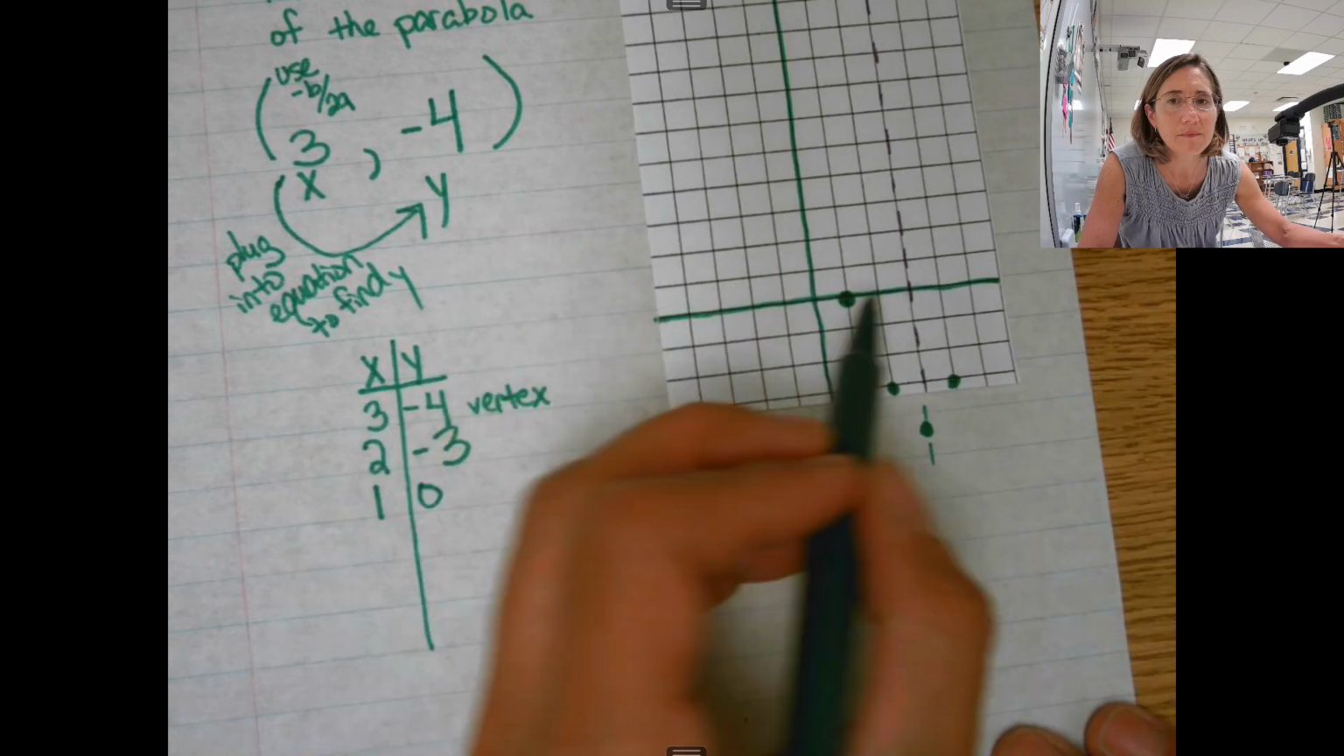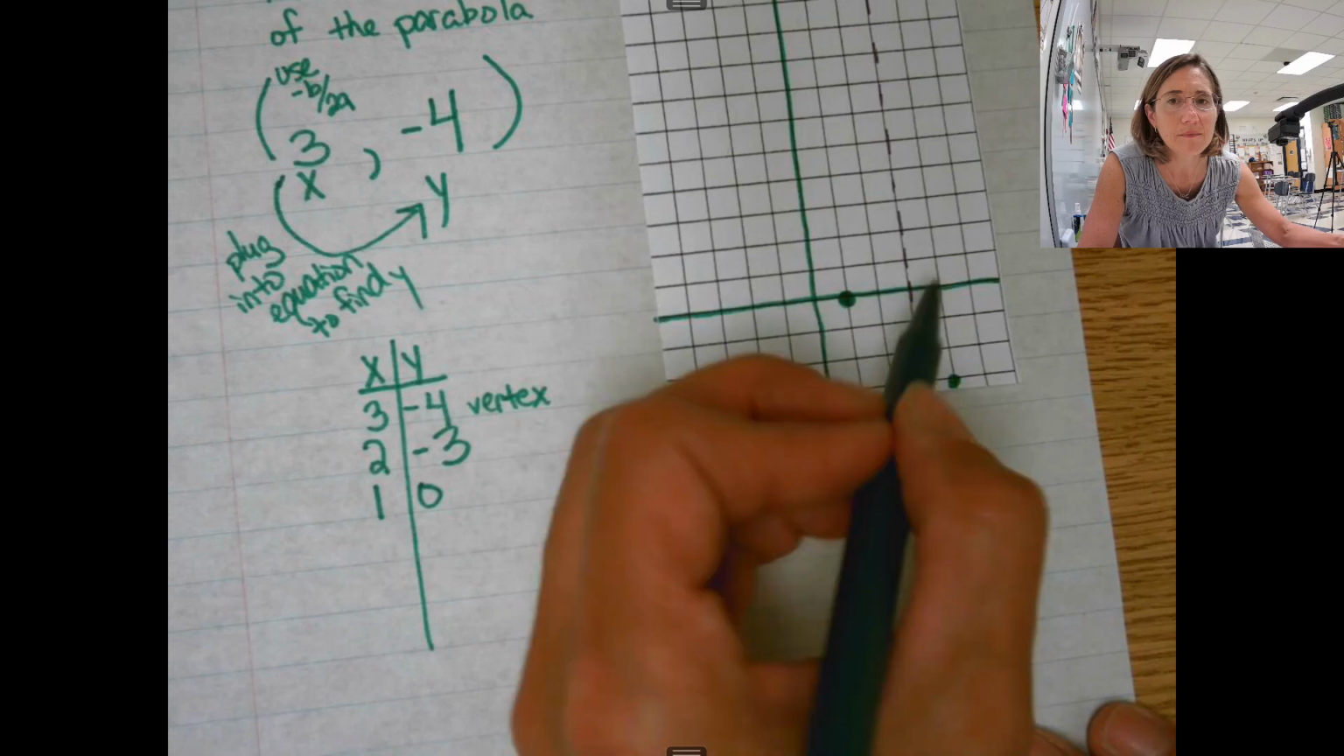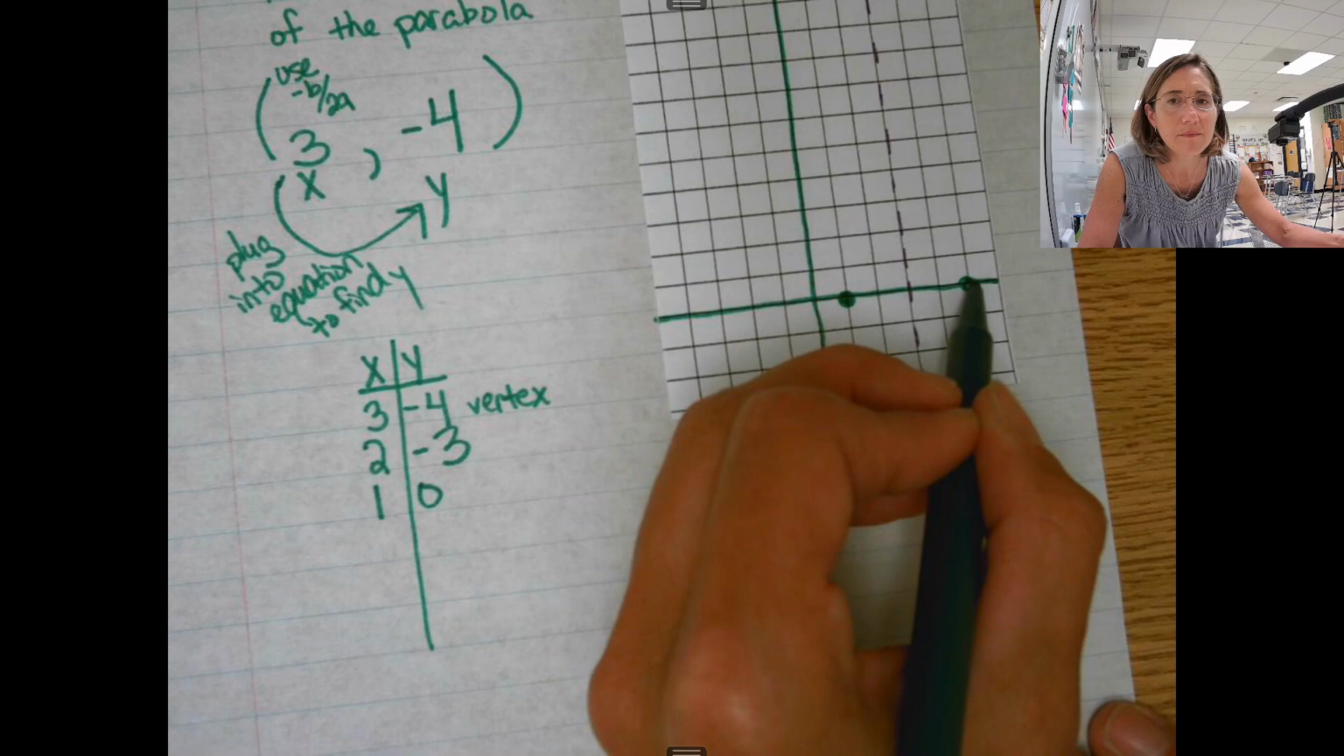So now I can use the symmetry idea. See how that point is 2 steps away from that line of symmetry? I'm going to mirror that directly on the other side of it.